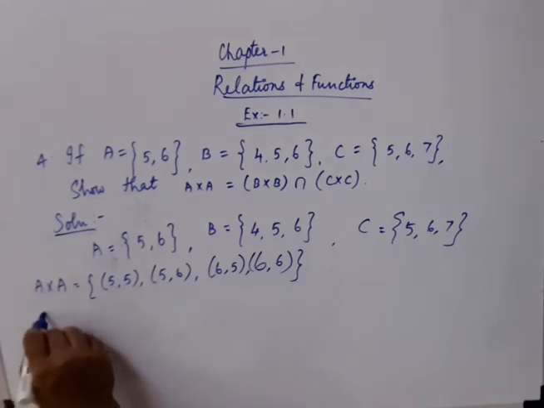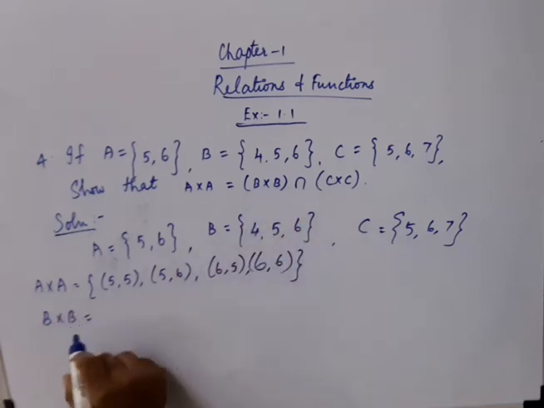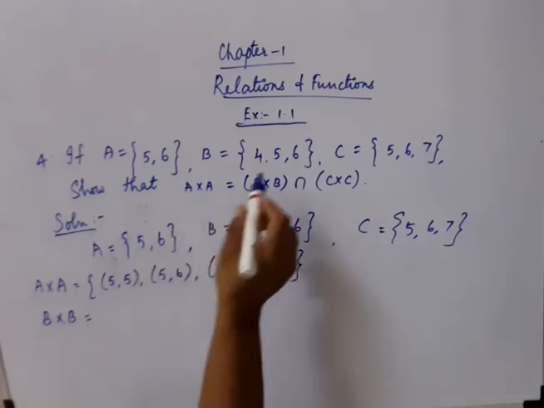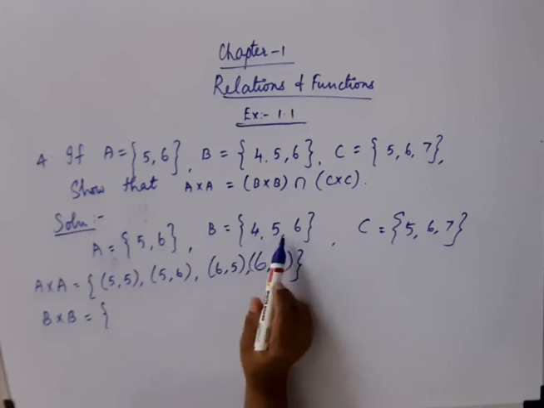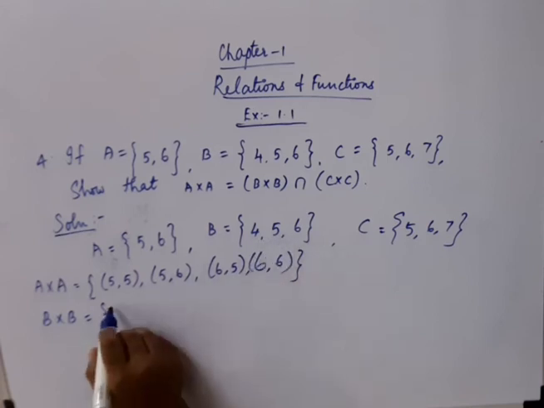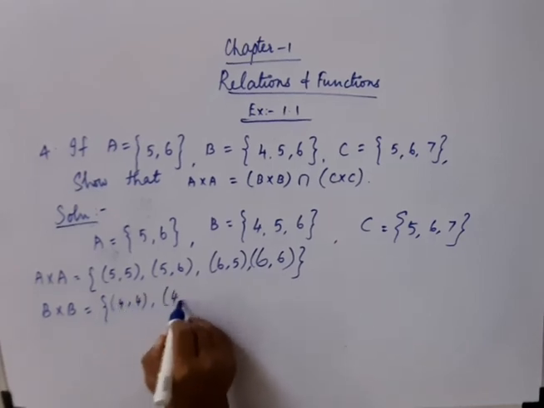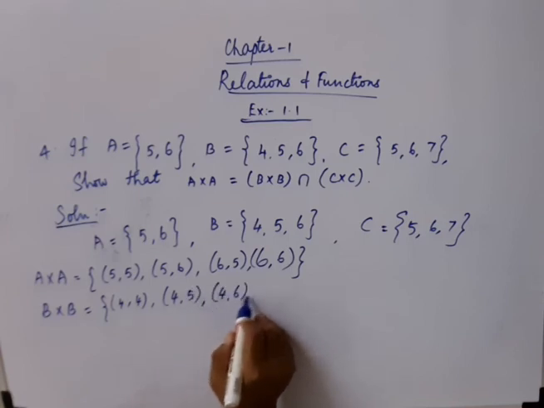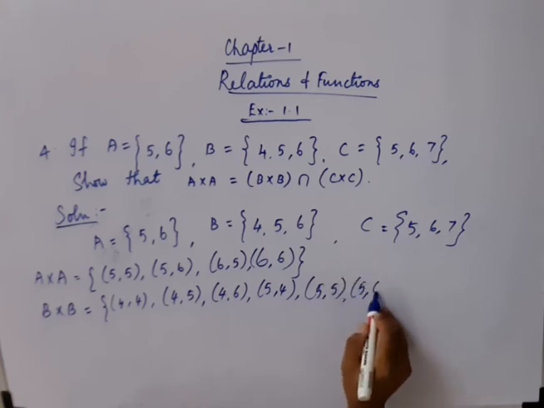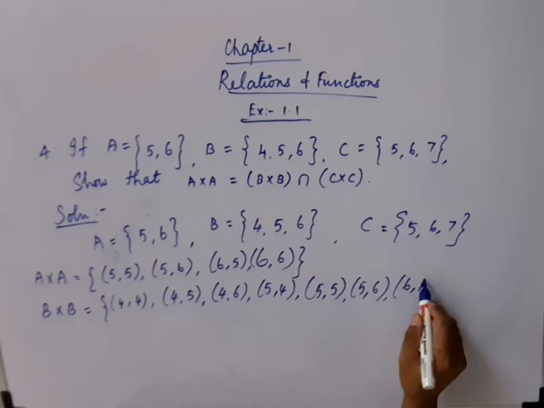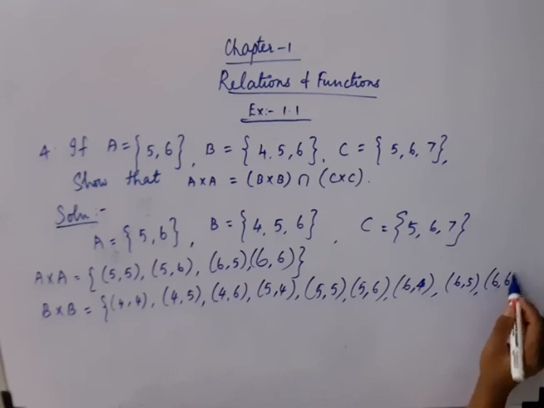Now what is B cross B? Going to the right hand side. So find B cross B. B cross B is the cross product of set B with itself. We know what is B: 4, 5, 6. So you have to take the cross product of all the elements with themselves. So you'll be having it as (4,4), (4,5), (4,6), (5,4), (5,5), (5,6), (6,4), (6,5), (6,6).